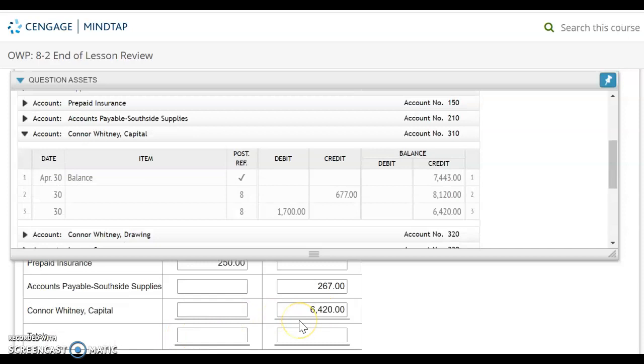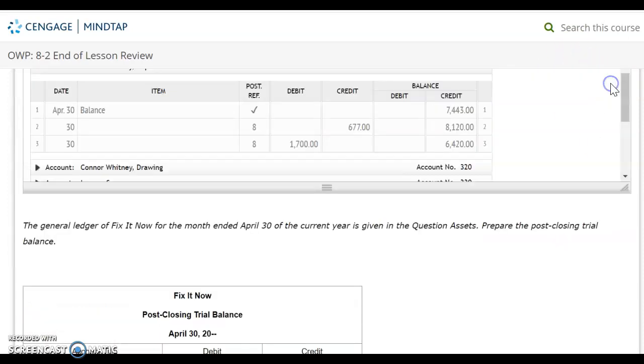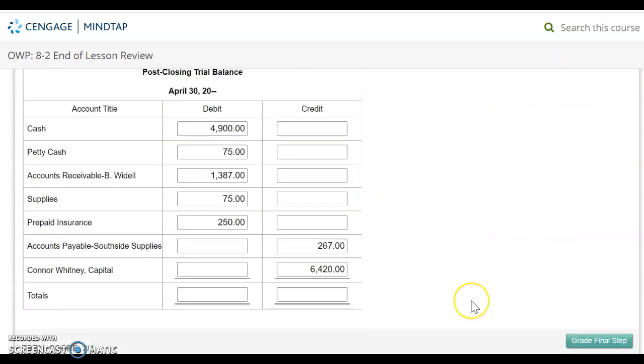Okay, and now I need to total my two columns. So I'm actually going to unpin that and bring it down. Okay, so take some time to total this up. And I end up here with 6,687 for the debit. And I end up with 6,687 on the credit. Again, making sure that they equal.